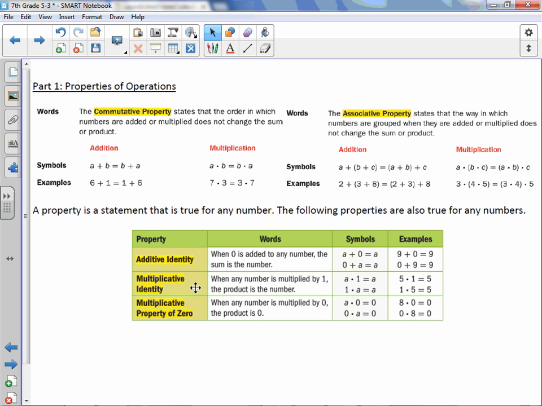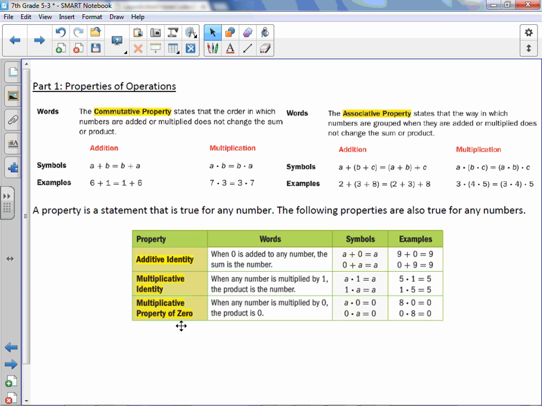That's the additive identity. The multiplicative identity has to do with 1. When any number is multiplied by 1, you just get that number in return. So 5 times 1, or 1 times 5, gives you 5 in return.